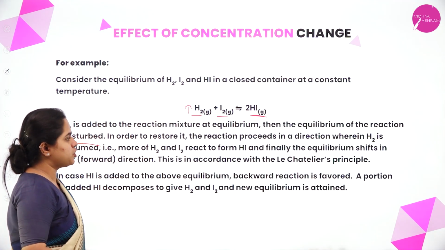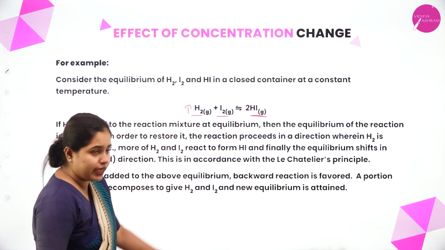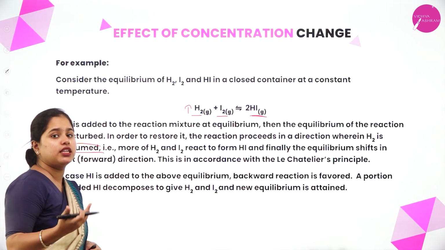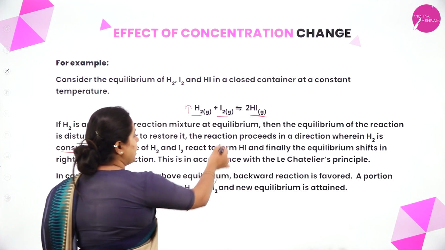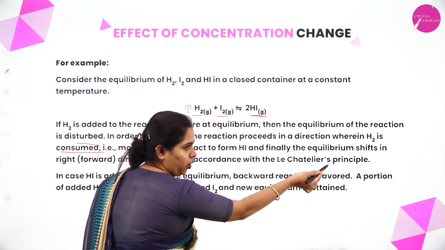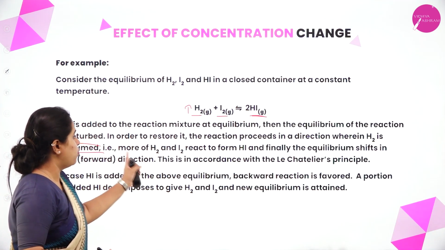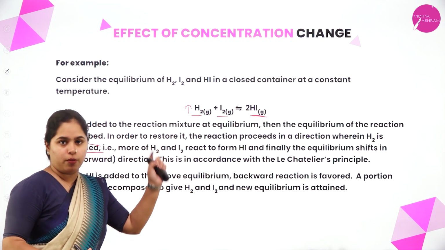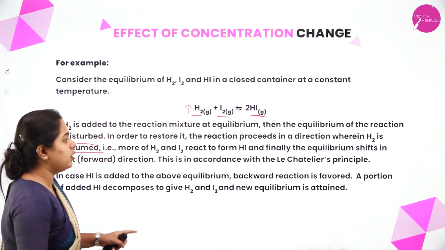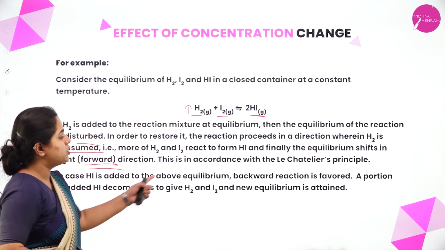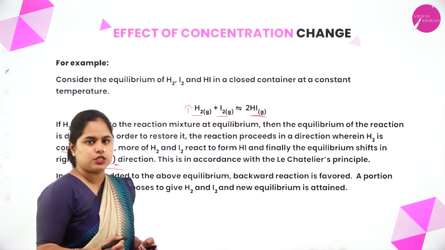So in order to restore it, the reaction proceeds in a direction wherein H2 is consumed. In which direction will H2 be consumed? Reactants have to combine and form products. That means the forward direction will be favorable. So more of H2 and I2 react to form HI, and finally the equilibrium will shift in the right direction, that means the forward direction. So this is in accordance with Le Chatelier's principle.